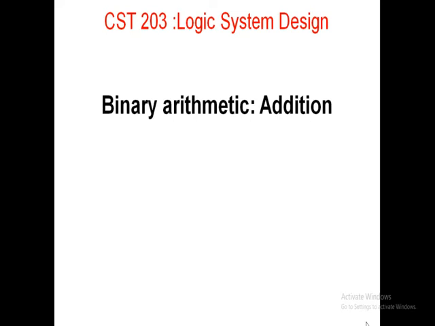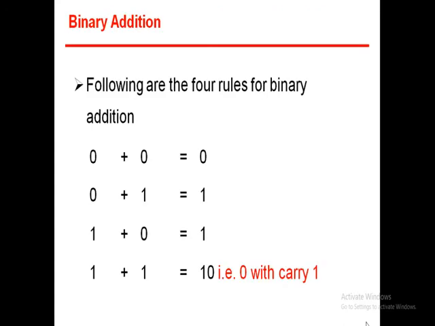Subtraction and multiplication. For the first one, binary addition. There are mainly 4 rules for binary addition. Binary means it only consists of zeros and ones. So in binary addition, there are mainly 4 rules.